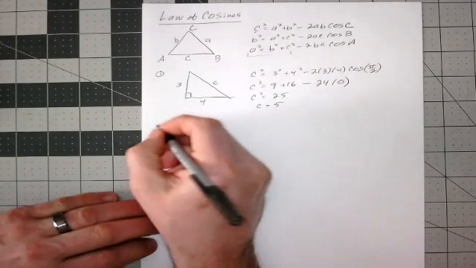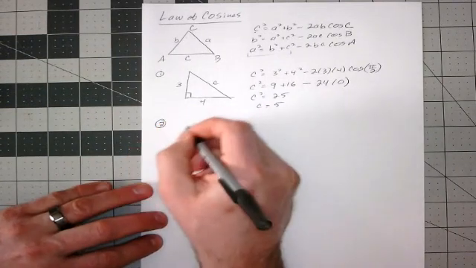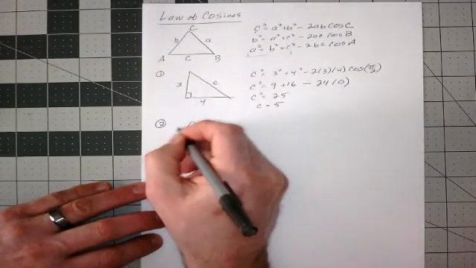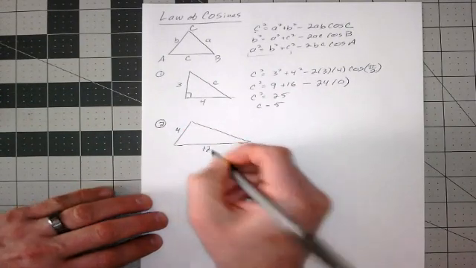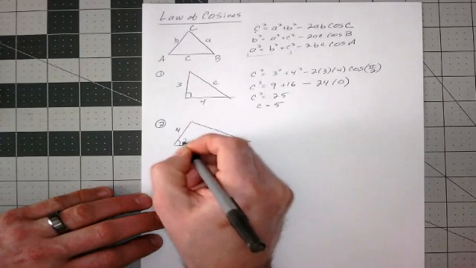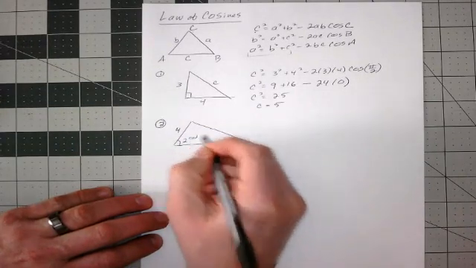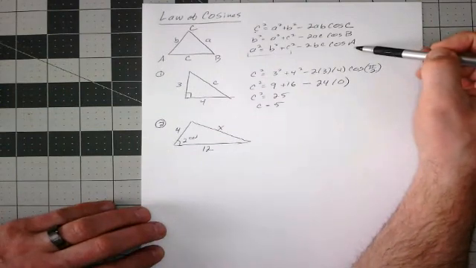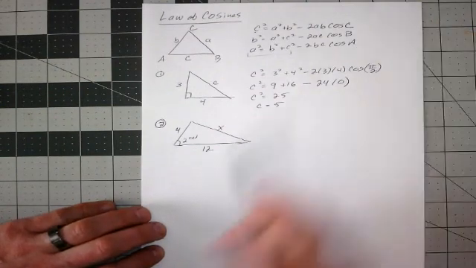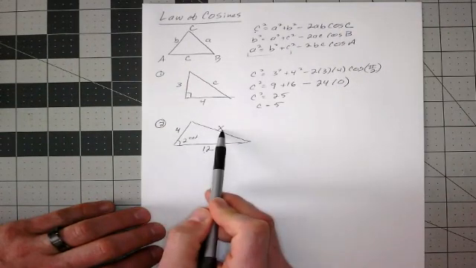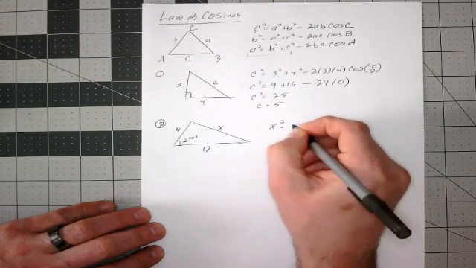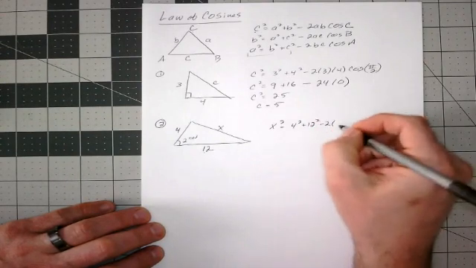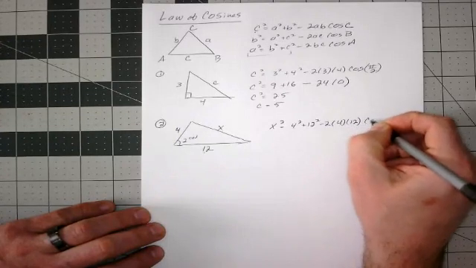Now, if we're looking for something a little bit more interesting, say that this is, I don't know, 4. We'll make this 12, and we'll make this, I'll just go with the straight up 2 radians. And we're looking for this missing side x. Yes, the formula is convenient, but what we can do instead is just rely on that relationship of two sides and the included angle give us the opposite side. So x squared would equal 4 squared plus 12 squared minus 2 times 4 times 12 cosine of 2.